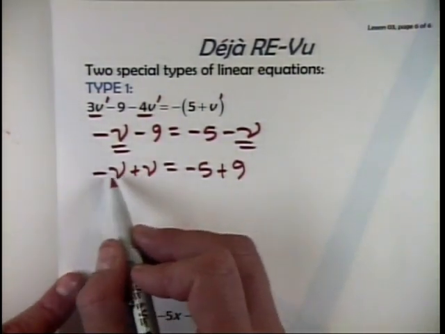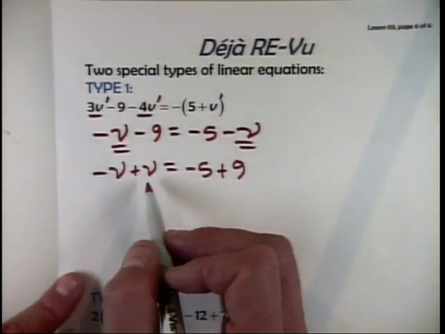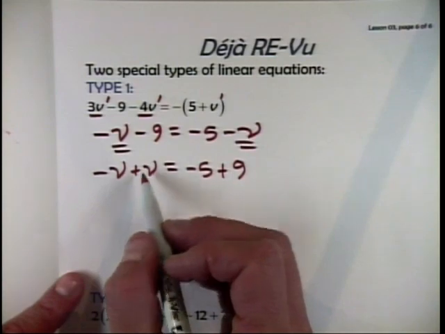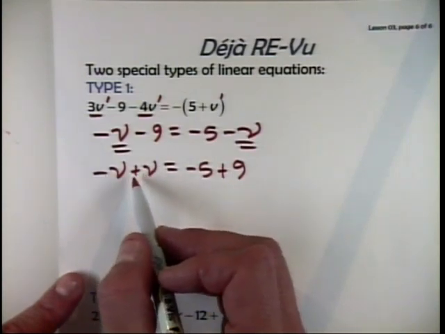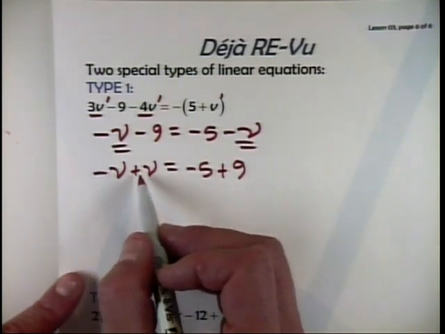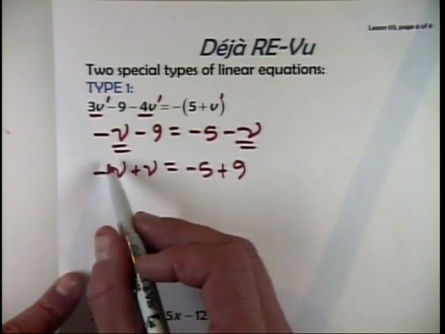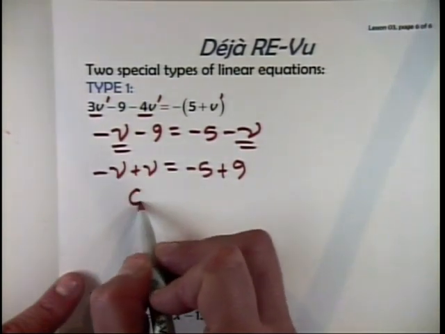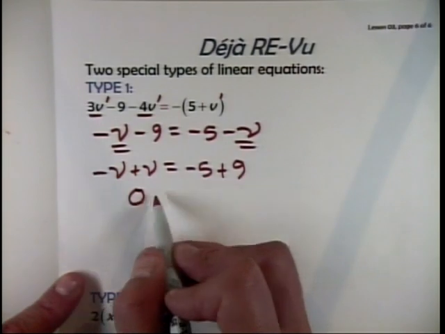So what happens here? I get negative v plus v. Remember, v is a variable. So this could be negative 5 plus 5, negative 10 plus 10. These are going to be opposites of each other, and those make a zero pair. They will always cancel. Very curious.